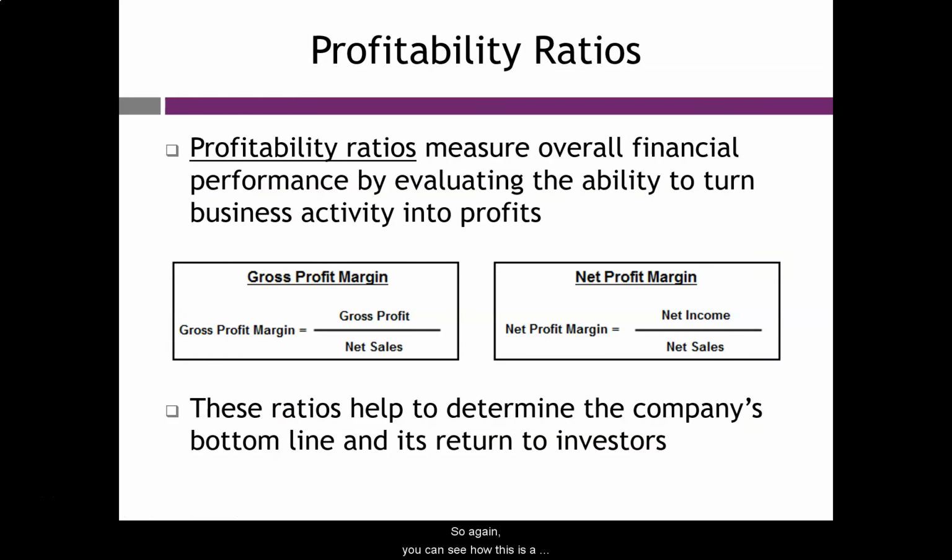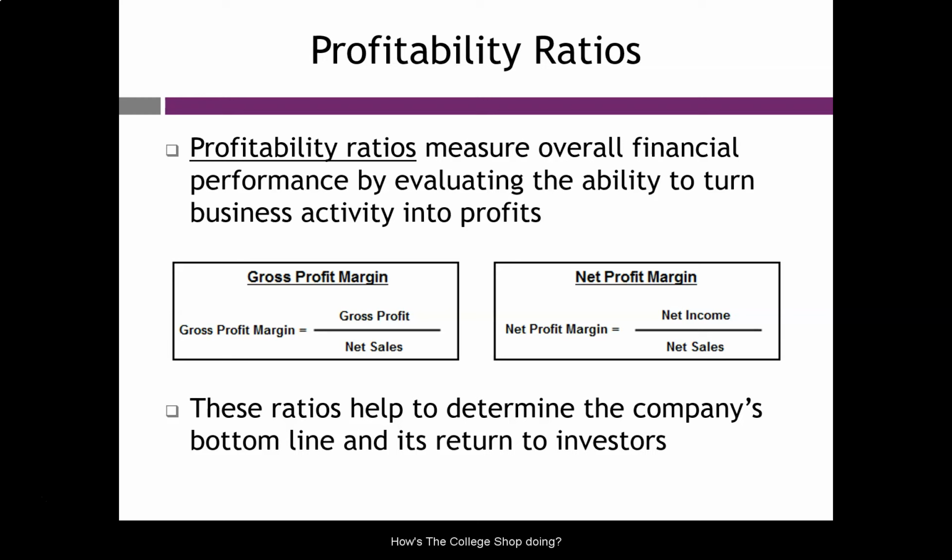So again, you can see how this is a shortcut. You're not looking through all your financial statements. You're just taking individual accounts and putting them together into a ratio, and that way it allows you to look at how we're doing this year, how we did last year, how we did the year before, how our competitors are doing versus us, how we stand versus the industry. It's really a very useful tool.